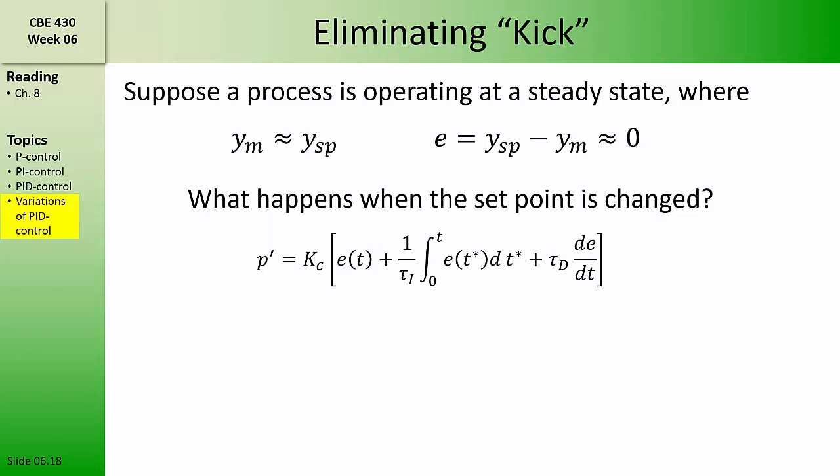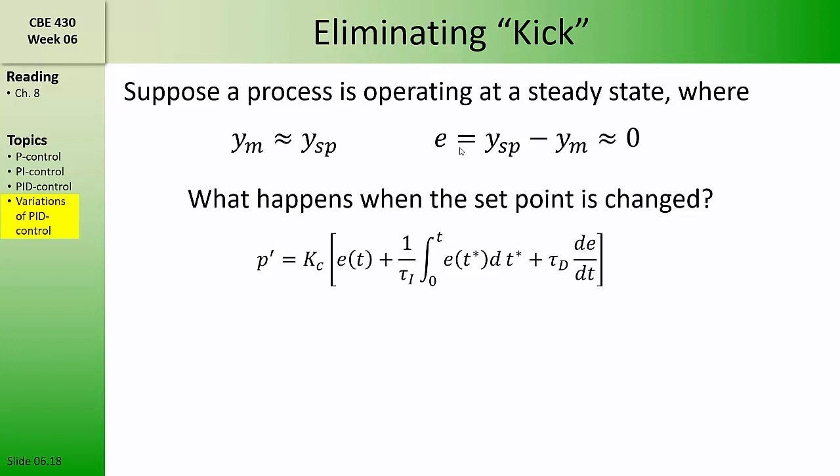So suppose a process is operating at a steady state where the measured value of the controlled variable is approximately equal to its set point, and therefore the error signal is approximately 0. What happens to the error signal when the set point is changed? The way that the set point would be changed is that an operator might sit down at a computer terminal and change the value in a field from 10 to 11 and then hit enter. If the set point is instantaneously changed, then the error signal also instantaneously changes to a new value.